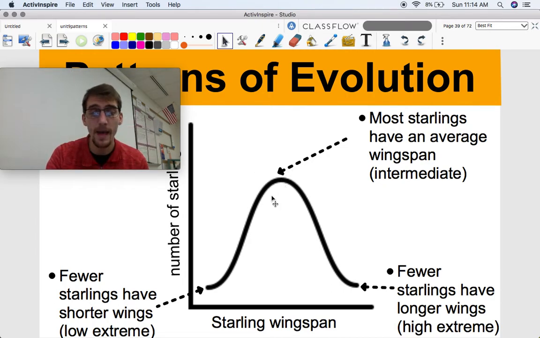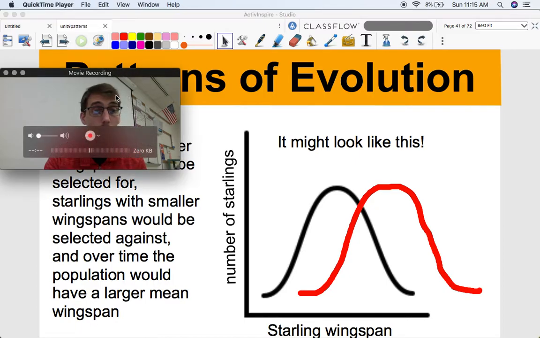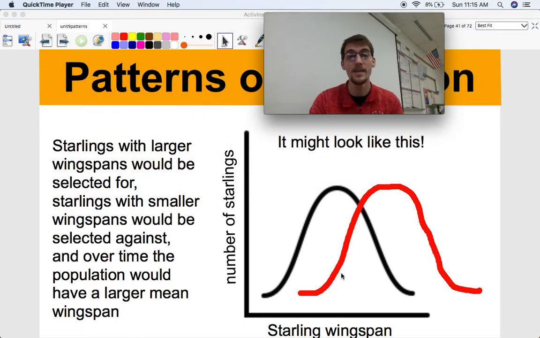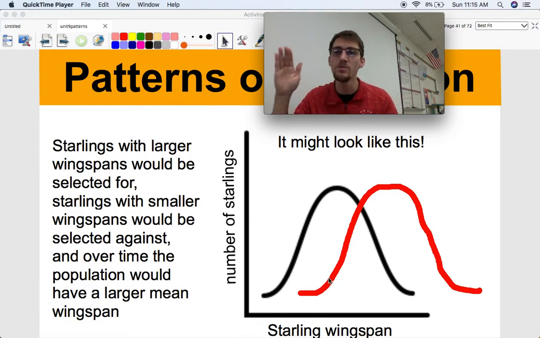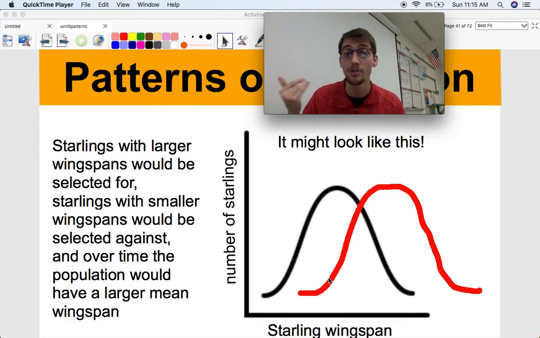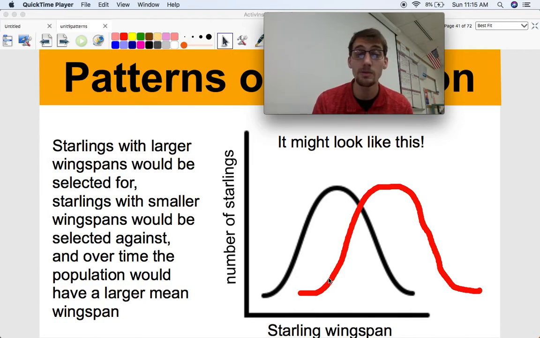How would this population distribution change if the high extreme is providing an advantage for survival? Well, it might look something like this. We might expect a new normal distribution, except a little more skewed to the right towards having larger wings. Why? Because larger wings help them survive and reproduce. So as I said, starlings with larger wingspans would be selected for, starlings with smaller wingspans would be selected against, and over time the population would have a larger mean wingspan.